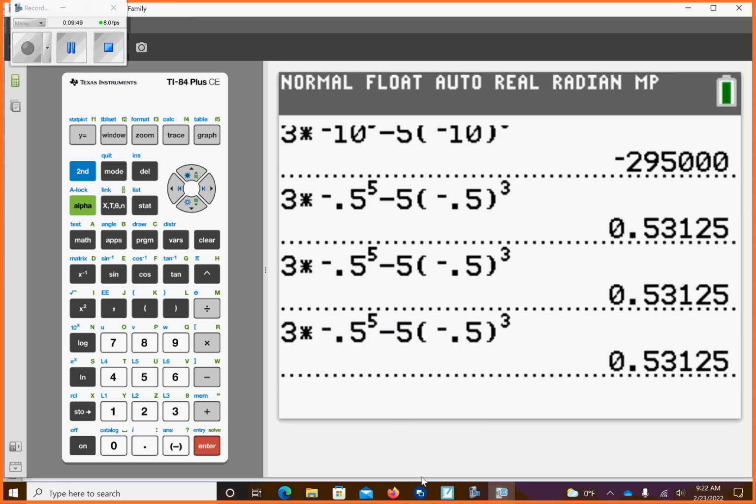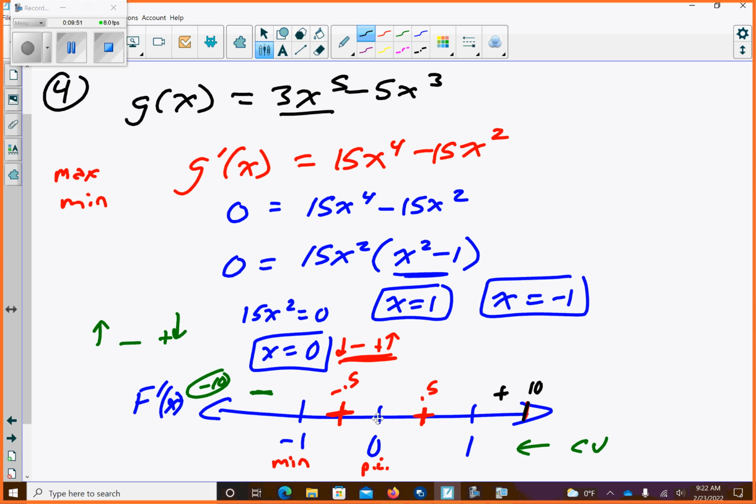Did I say that originally? I thought I did. I did say that. So I think our problem, well, that should be the point of inflection. So negative slope to positive slope, I have a min there. Maybe I plugged it in wrong to Desmos.